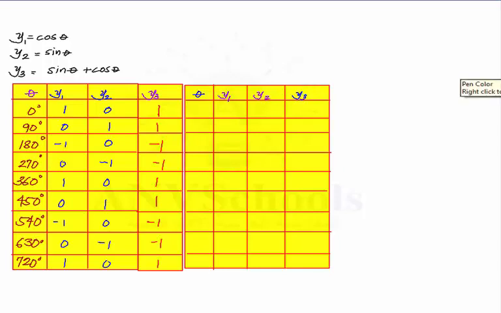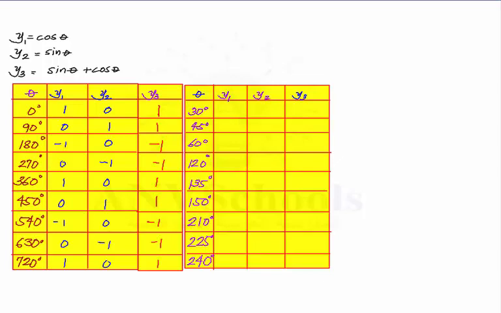So we'll start theta as, or we'll actually insert, 30 degrees, 45, 60, so after 60 we have 90, after 90 we have 120, 135, 150, then after 150 we will have 180, and then after 180 we have 210, 225, and 240 degrees. So let's try to look for the values here.